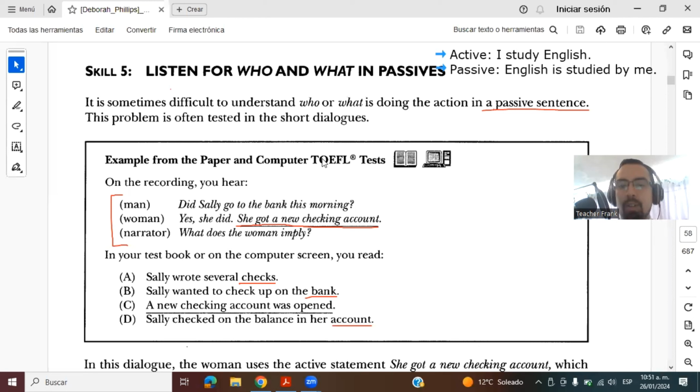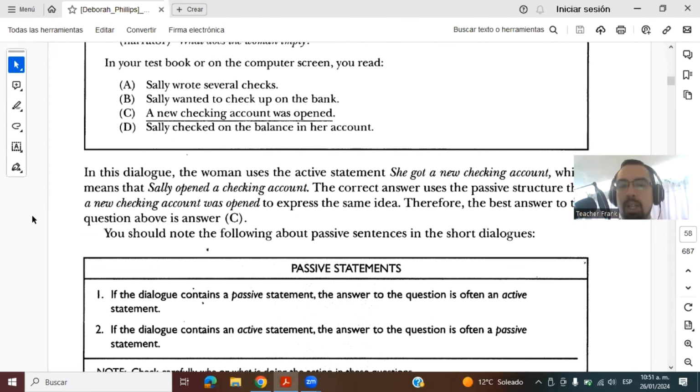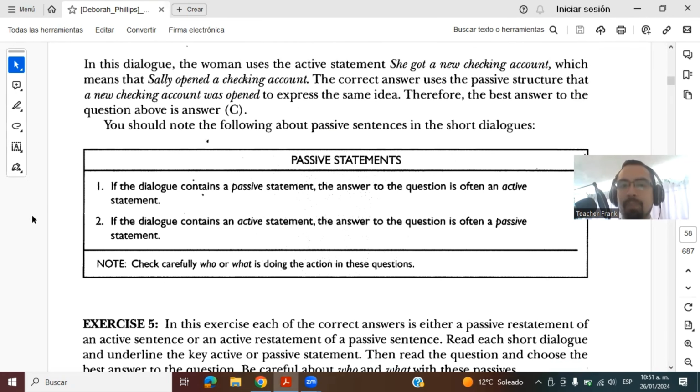A new checking account was open. Was open by whom? By Sally, of course, right? But see how this is in passive voice? A new checking account was open. Instead of saying Sally opened a new checking account, it says a new checking account was open, right? So this is the switch they do from active to passive in this case. So we're going to check out some examples and also the explanation. So yeah, C is the correct answer.